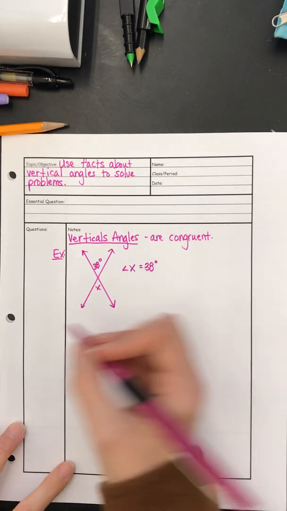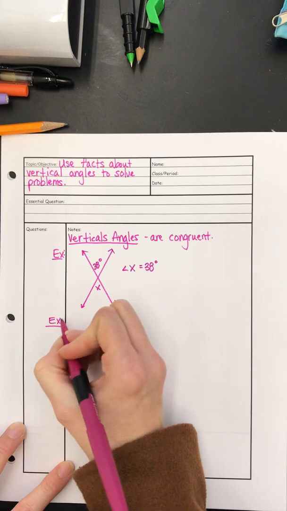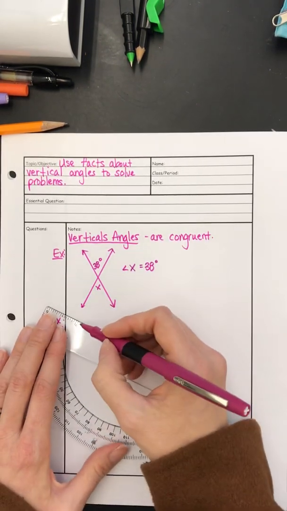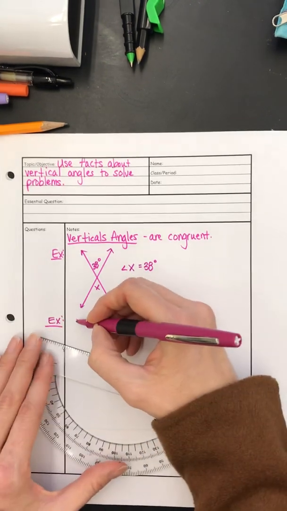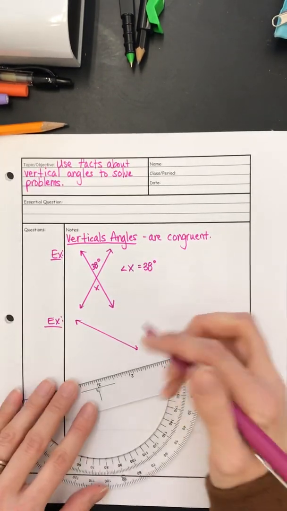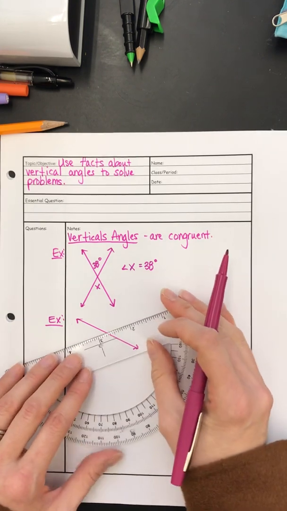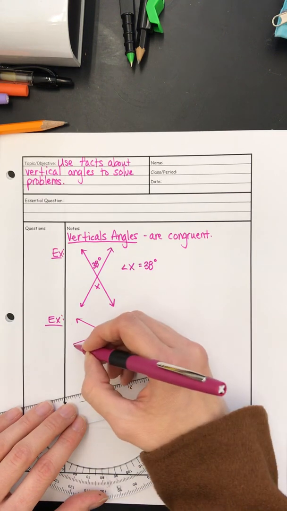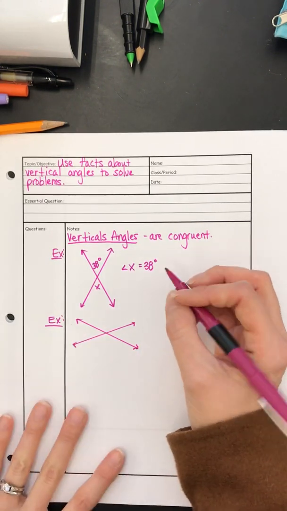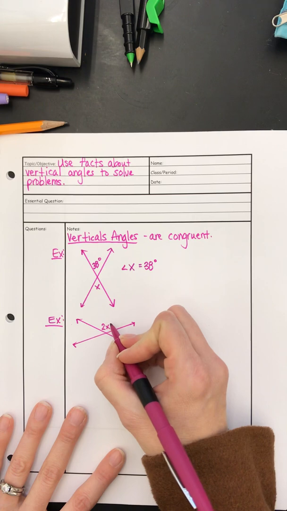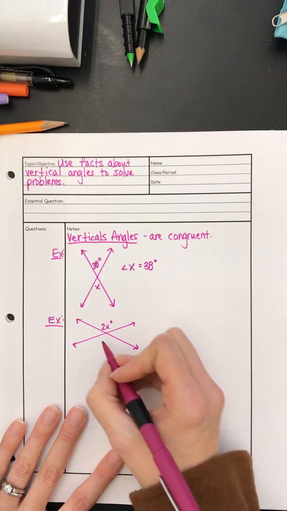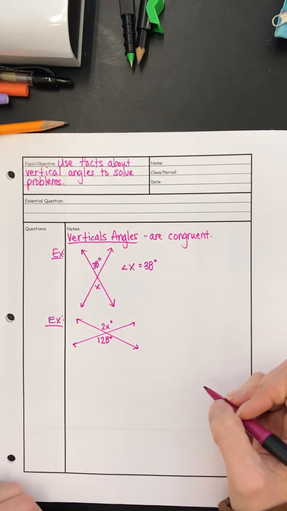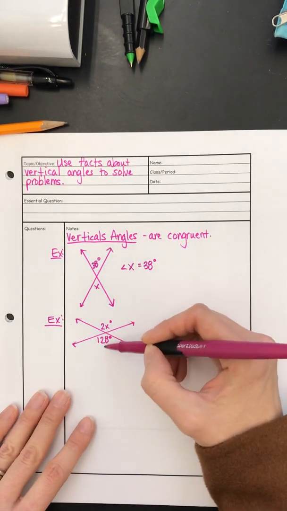Now sometimes we're going to be having to set up a little equation to help us out. For example, okay, so let's say that this is 2x degrees, and this is 128 degrees. Okay, these are vertical angles. They are across from each other.